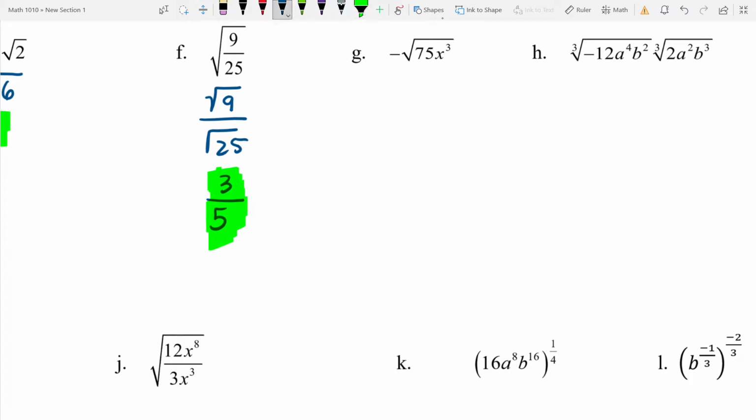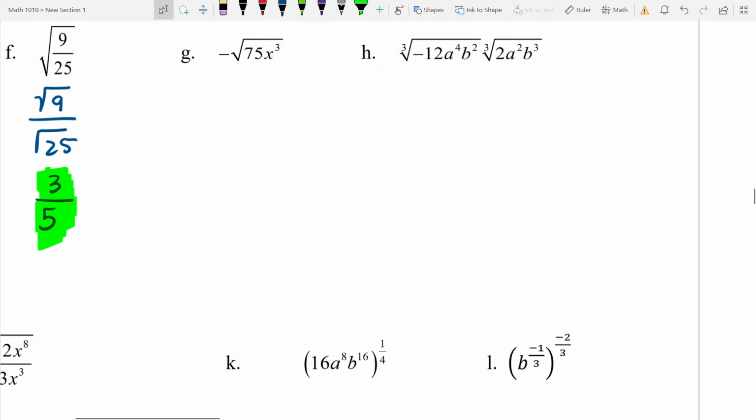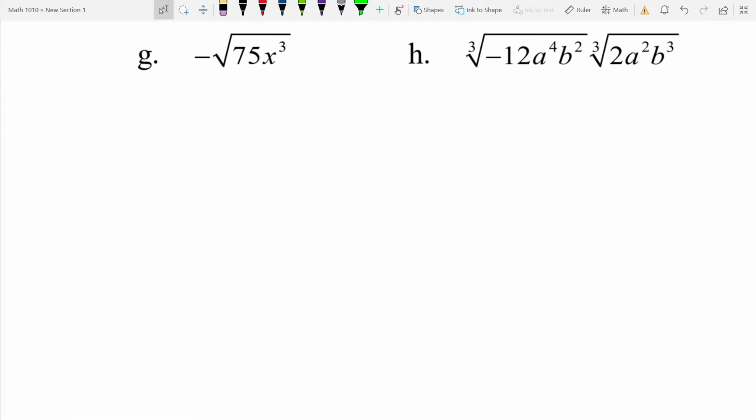Great. Everybody look at 75. Is the square root of 75 a nice number? What do you think? 7 squared is 49. 8 squared is 64. 9 squared is 81. I skipped over 75. So no, it's not nice, right? Everybody write down 75, and let's break it down. So 75 is 3 times 25.